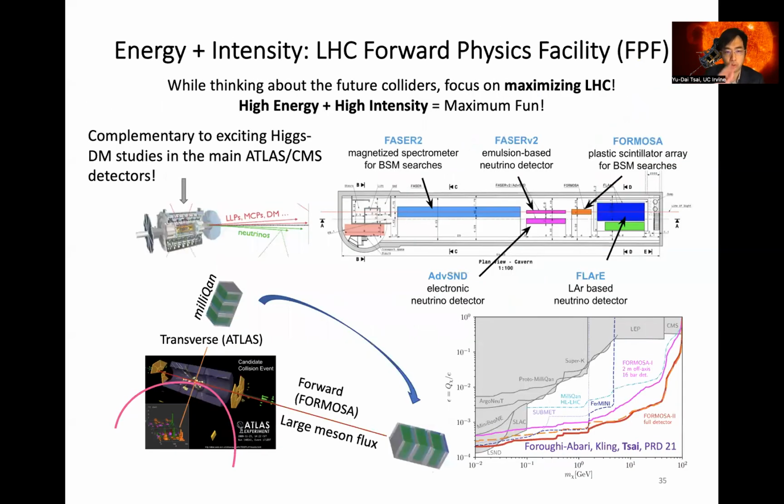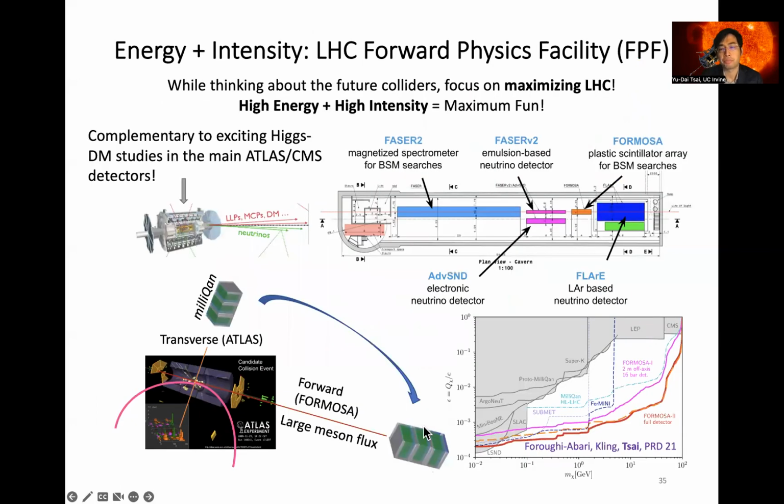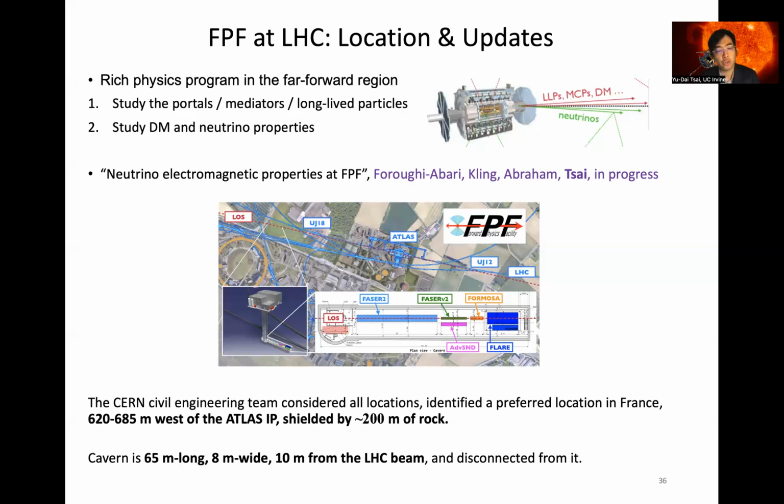FORMOSA. I forgot to mention the name. So putting this forward, I call this FORMOSA because it's a forward Millicharge search. Yeah, FORMOSA here I also say forward Millicharge search, because we want the FORMOSA name. So we're pushing these forward, and actually CERN civil engineering team already considered all locations and decided that this location is the best. And this is also a little far away from the LHC beam, so there will be less background. So this is the update.